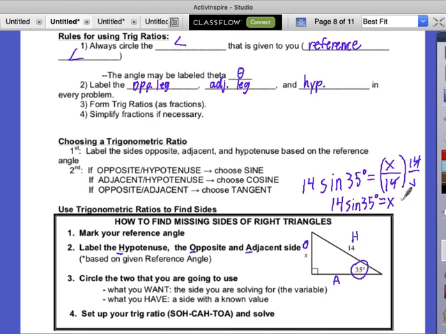So, when we're on our circuit, oh, that's supposed to be a 1, because everything's over a 1. Sometimes that helps people when you cross across. You don't need it, but it's okay.